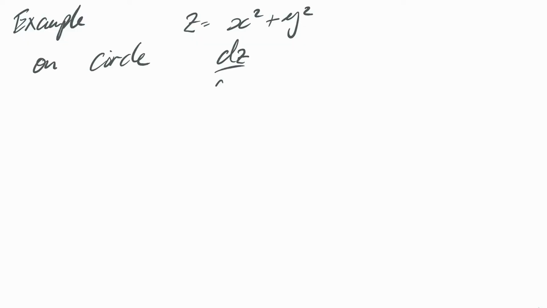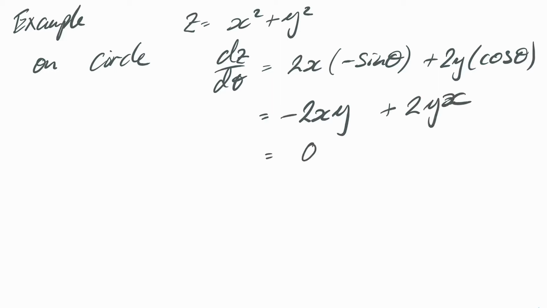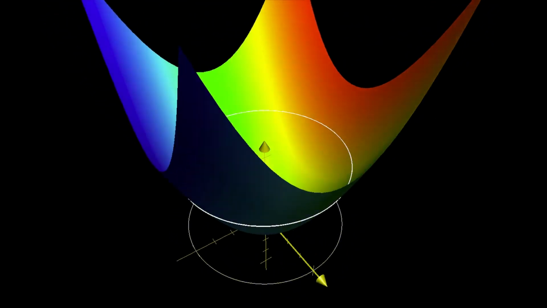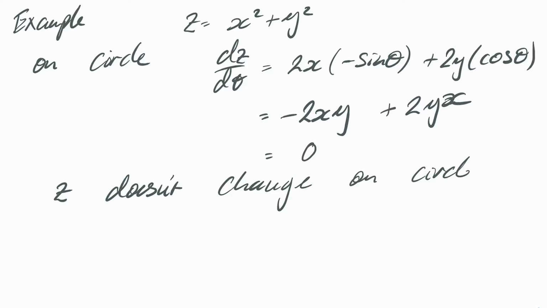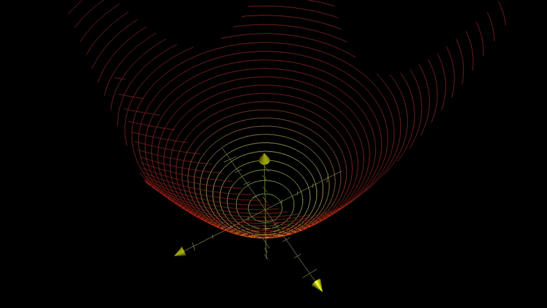So we now have 2x as the derivative of z with respect to x times dx/d theta, which is minus sine theta, plus 2y cos theta, and this is equal to minus 2xy plus 2yx, which is just 0. What does that mean? Well, it means as we move around a circle, the function height doesn't change. And in fact, for this function, that's true for any circle centered at the origin.